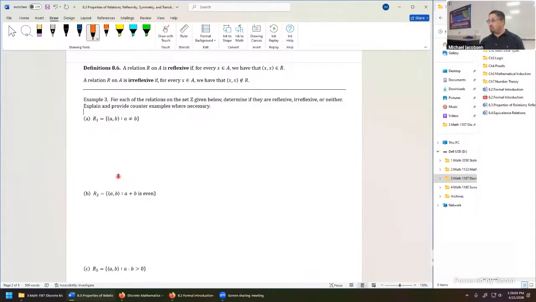Let's start off on R1. It's an interesting relationship. Recall, when we say (A, B) is inside this relationship, we mean both A and B came from the set Z, any integer, 0, positive, or negative. And to get inside the set, all that's required is that A is not equal to B whatsoever. Anyone see what kind of property this would have? Reflexive, irreflexive, or neither?